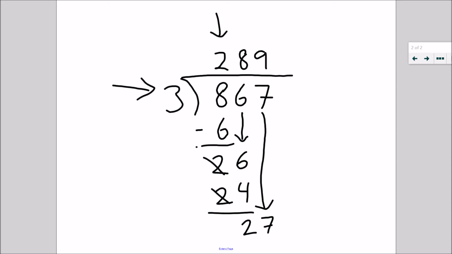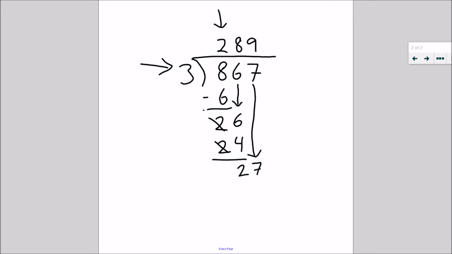Now, I do know my times tables well enough. I know there's no remainder here anymore. But let's double check here. 9 times 3 is 27. I subtract to see if there's a difference between what I started with and what I got. There isn't. I'm done. No remainder. 867 divided by 3 is 289.